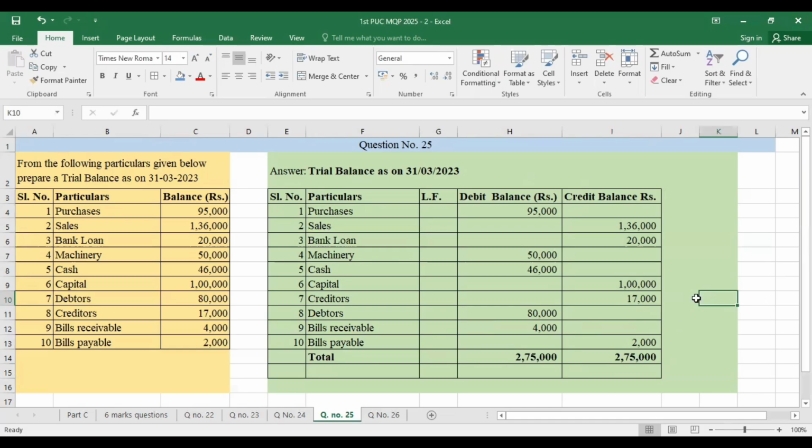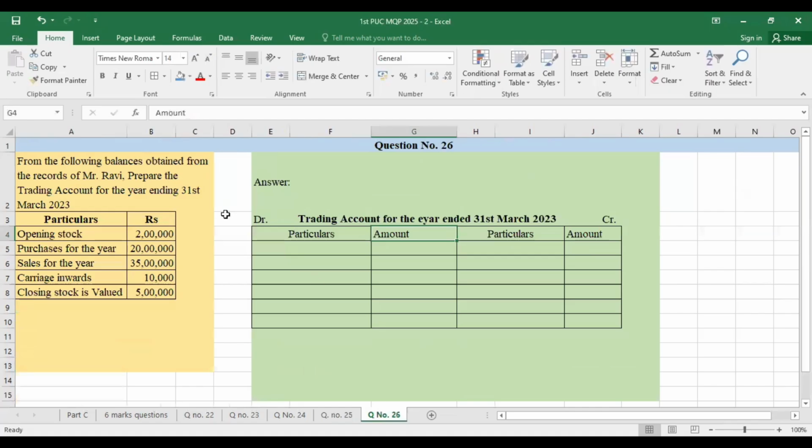Now let us move on to the last question of this section. Question number 26. From the following balances obtained from the records of Mr. Ravi, prepare the trading account for the year ending 31st March 2023. So they have given opening stock, purchases, sales, carriage inwards, closing stock. So the format goes like this. Trading account for the year ended 31st March 2023, debit, credit. The table consists of 4 columns: particulars, amount of debit, particulars, amount of credit. So first let us go one by one.